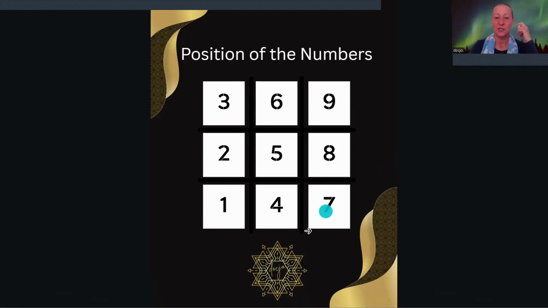As you can see here, the numbers are plotted 1, 2, 3 vertically from left to right, and then 4, 5, 6 in the middle column, and 7, 8, 9.